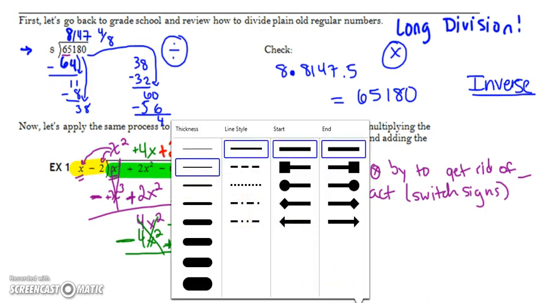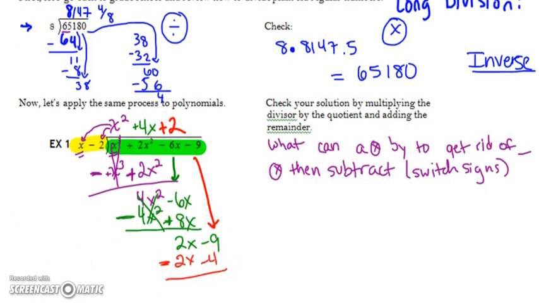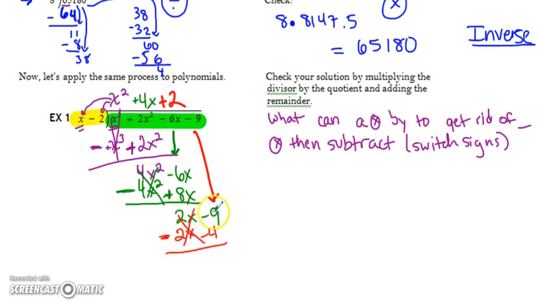And, sorry, the pen is just too thick. Okay, and then 2 times x is 2x. 2 times 2 is 4, so that's a negative 4. And then I'm going to subtract. All right, these cancel, and I'm left with, oh, wait a minute.